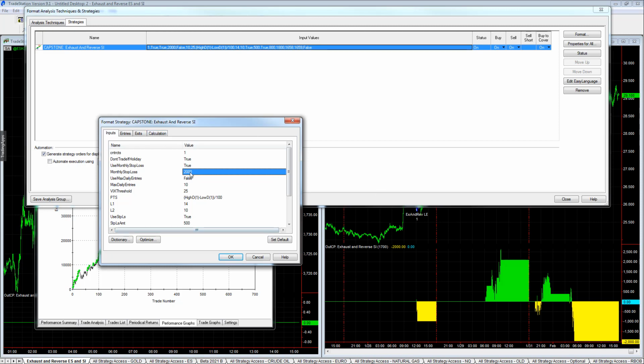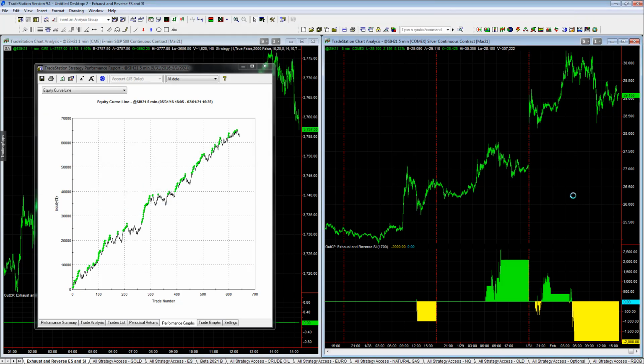What you could do is increase that monthly stop loss, or you could say, hey, I want to use maximum daily entries. I don't really want to trade 10 times a day or an unlimited number of times a day as it has in the past. That benefits us sometimes, and other times it does not. So maybe let's just say 5 times a day. What would happen if we traded 5 times a day and half the number of trades today?